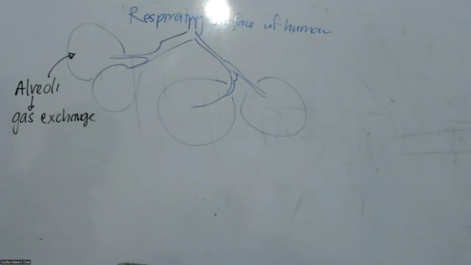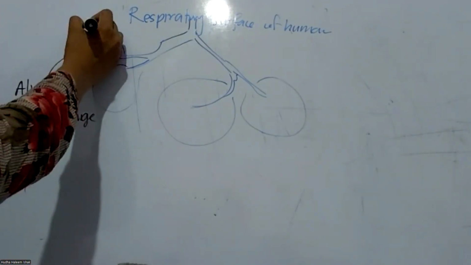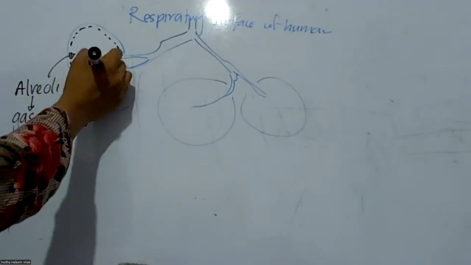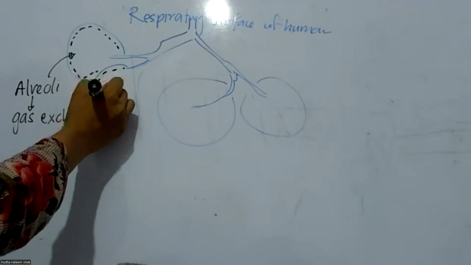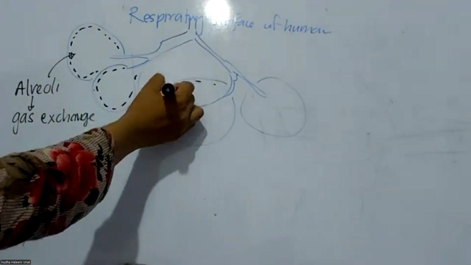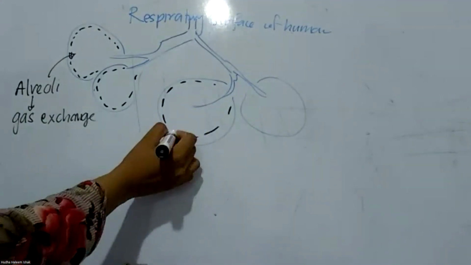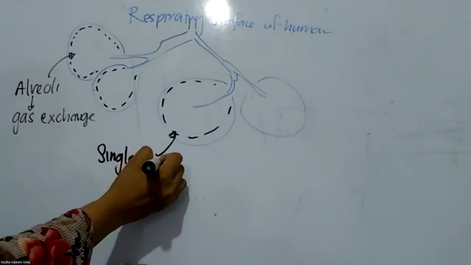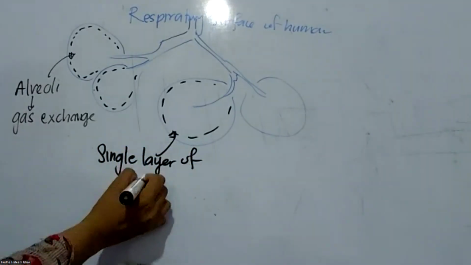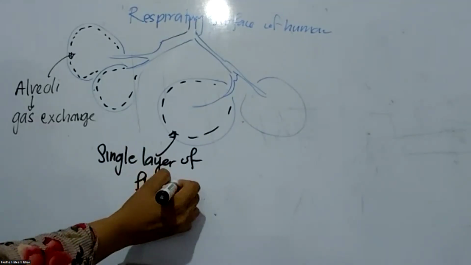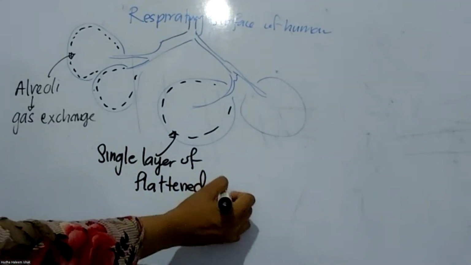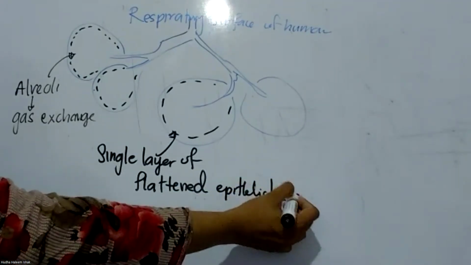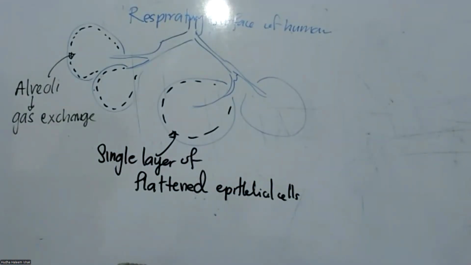Single layer of flattened epithelial cells. Okay, this wall of the alveoli consists of a single layer of flattened epithelial cells. There would be a single layer of flattened epithelial cells. It consists of a single layer of flattened epithelial cells.